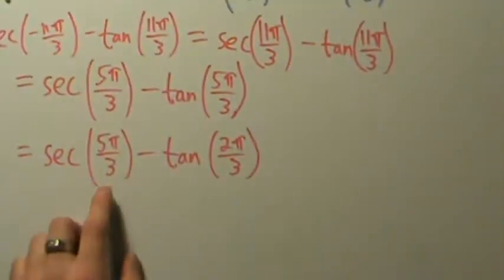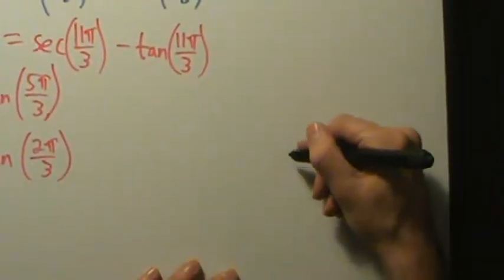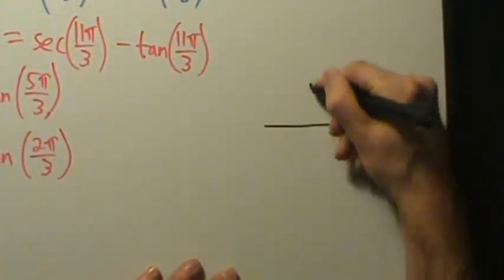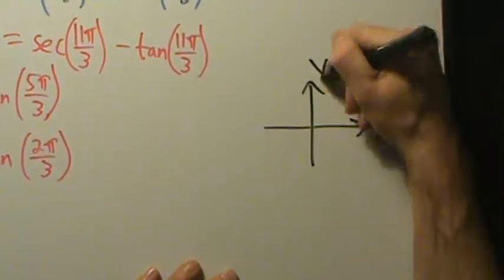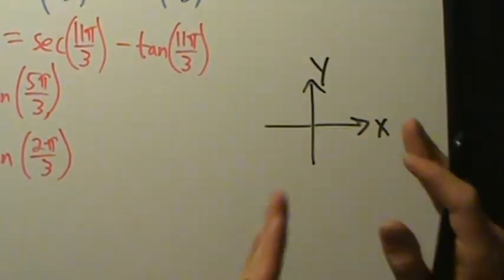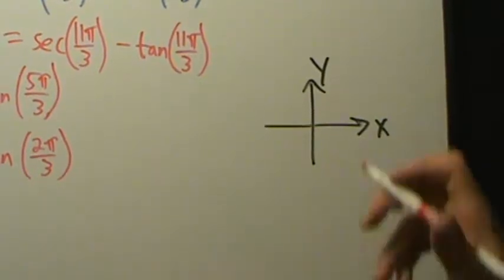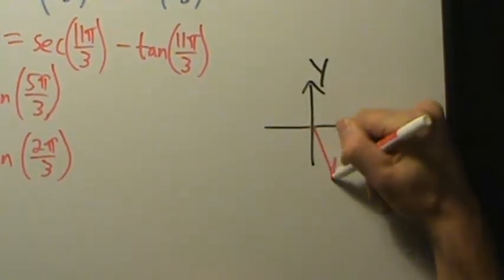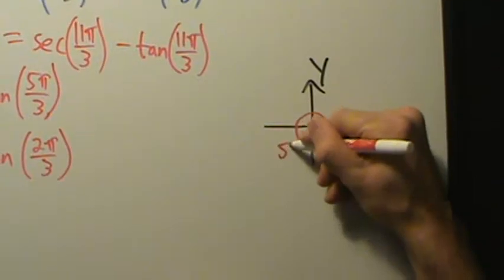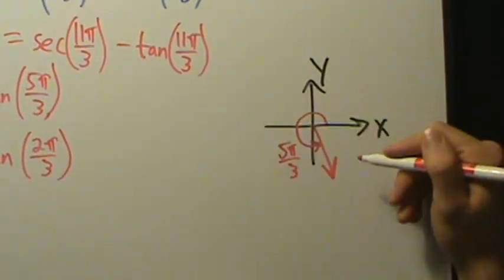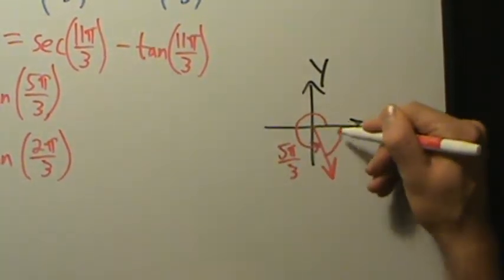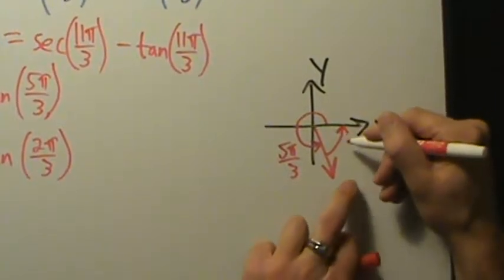So let's go ahead and work on a reference angle for 5 pi over 3. So for 5 pi over 3, and again, I know it might seem like more work than necessary, but I'm just pointing out various ways of doing these problems like this. So for 5 pi over 3, remember that's down here. Okay, so here's 5 pi over 3. So the reference angle is the acute angle between the terminal side and the x-axis. So that's this angle here.